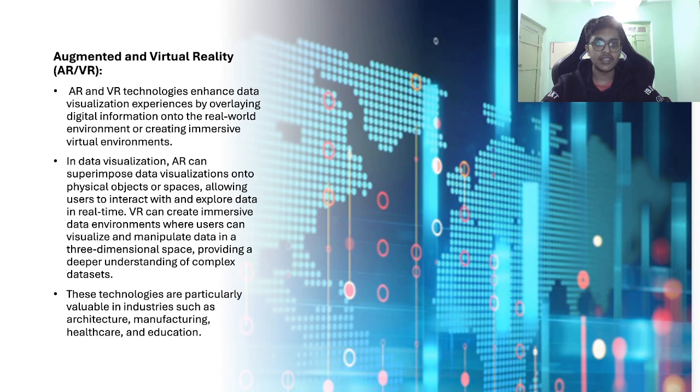AR and VR technologies enhance data visualization experiences by overlaying digital information onto the real world environment or creating immersive virtual environments. In data visualization, AR can superimpose data visualizations onto physical objects or spaces, allowing the user to interact with and explore data in real time. VR can create immersive data environments where users can visualize and manipulate the data in a 3D space, providing a deeper understanding of complex data sets. These technologies are particularly valuable in industries such as architecture, manufacturing, healthcare, and education respectively.